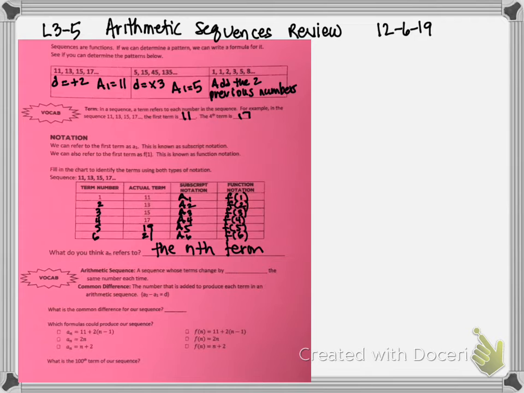All right, then we have some more vocabulary. It says arithmetic sequence, a sequence whose terms change by blank the same number each time. What word should we put in that blank? What word's going to make that make sense? What are we doing with that d value to get to the next numbers in an arithmetic sequence?